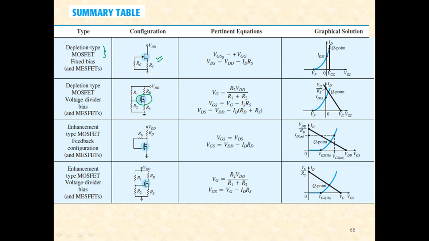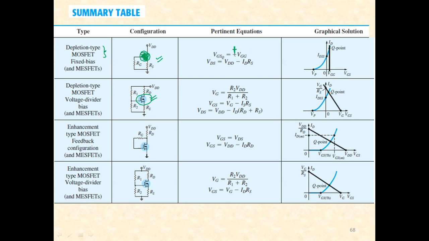There is a small error here. It should have been a depletion type device, but by mistake they have placed a JFET. It should have been this particular device. So in the pertinent equations, just observe that the only difference here is that instead of minus VGG, it is plus VGG.